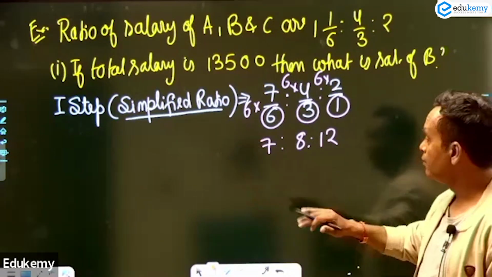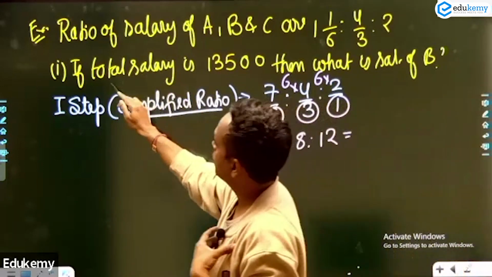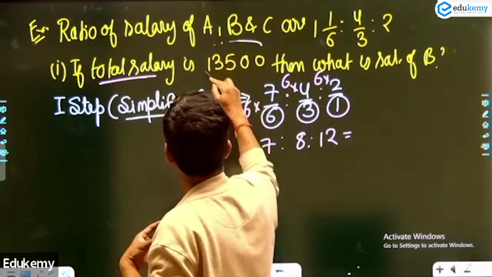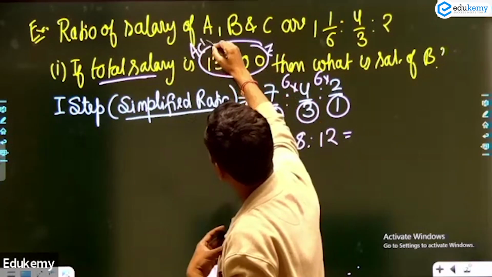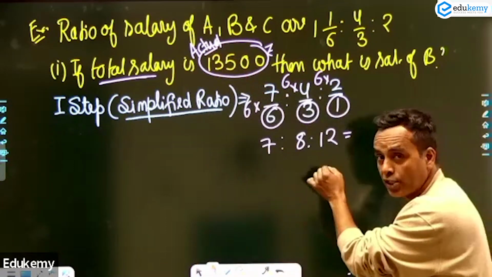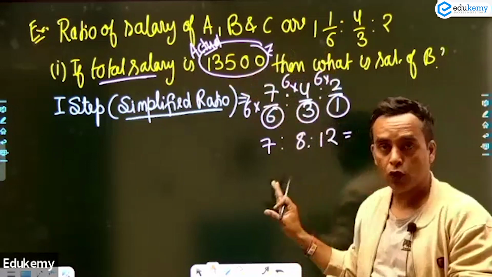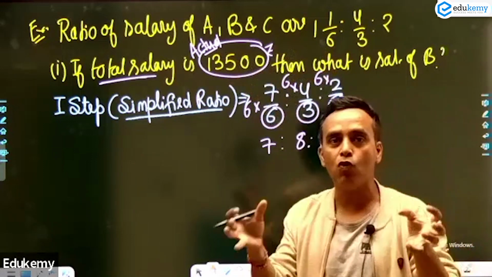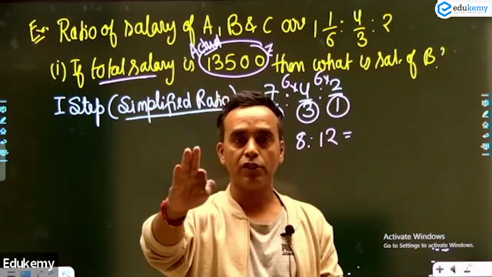What next? Second step. Now look, what I am doing is seeing what is given. Total salary is given, in rupees. Can I say it is actual? Yes, it is actual. And can I say this is not actual? It is ratio. It is actual and it is ratio. So you have to make them equivalent. It is called the equivalent method, and we can solve all questions of ratio by the equivalent method.